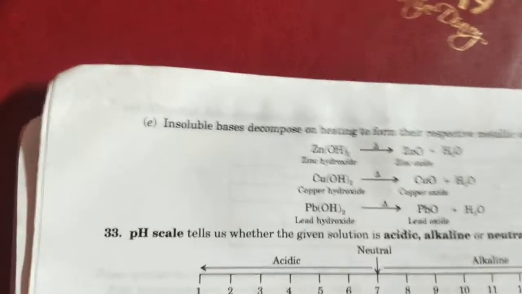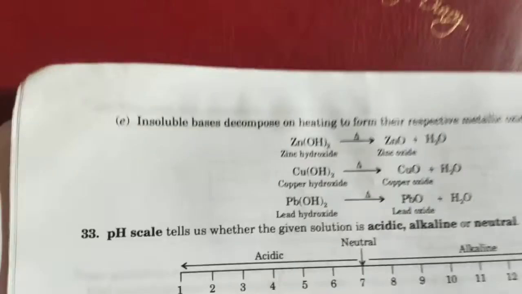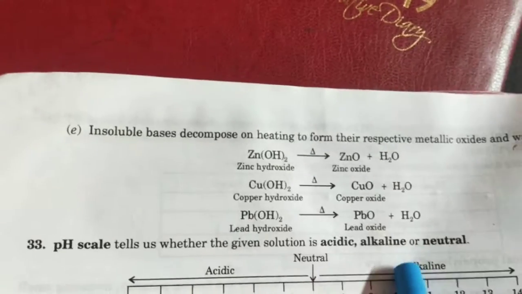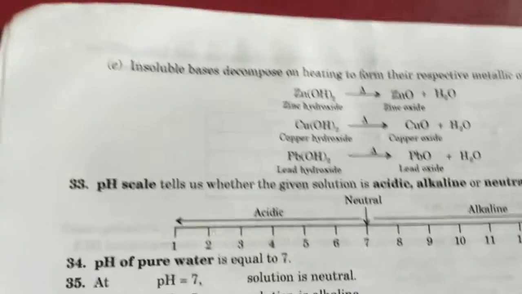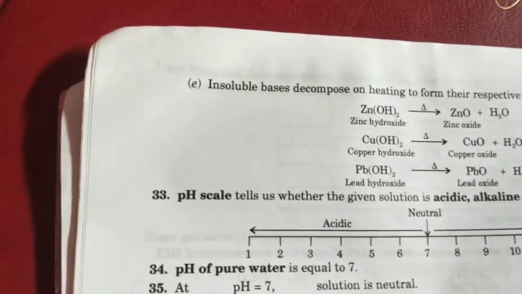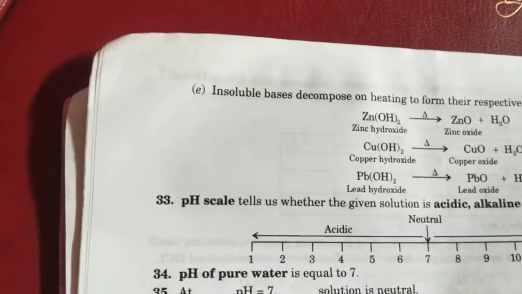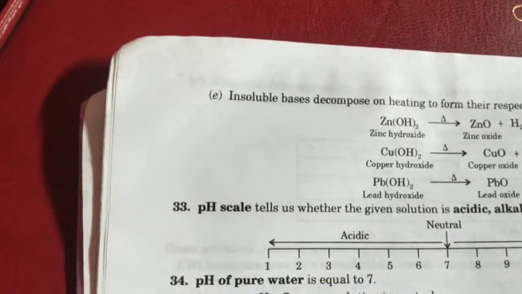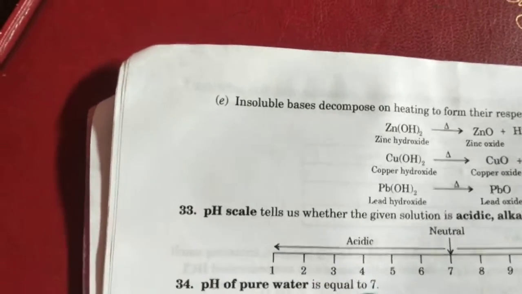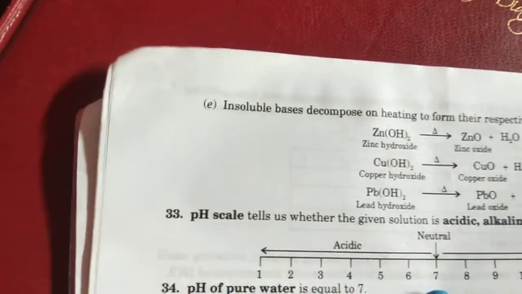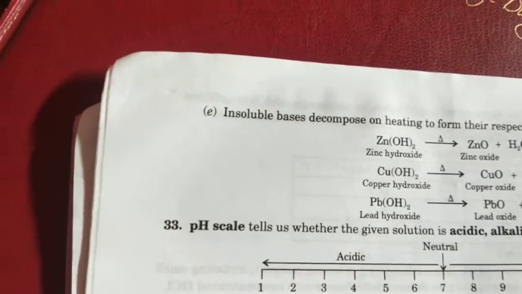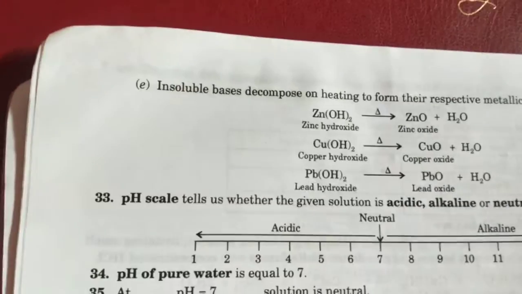Now, what is the pH scale? It's very important. The pH scale tells us whether the given solution is acidic, alkaline or neutral. If you draw its sketch, then at the 7 point, it's neutral. From the left side to the 7, acidic character increases. From the right side to the 7, alkaline and basic character increases.